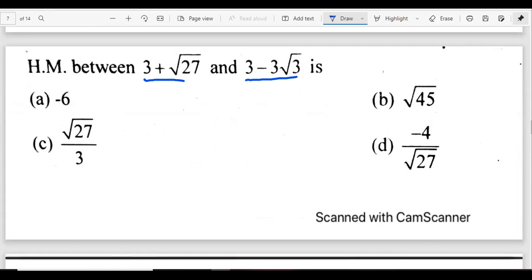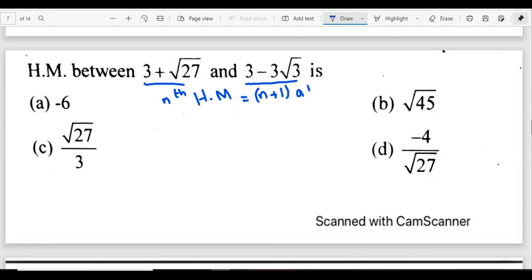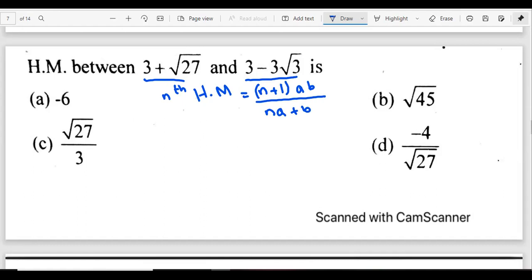So as I told you earlier as well, we are going to assume that they are talking about the formula for the general one. So learn all these formulas. The fact that the question says harmonic mean between these terms means that one. So that would be the first harmonic mean. Okay. So I will take n as one. So let's just write n plus one, one plus one. A is 7. And then we have to multiply it.